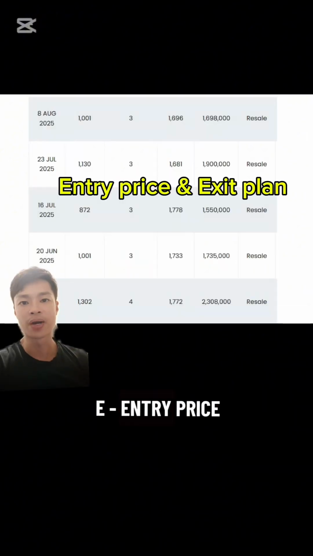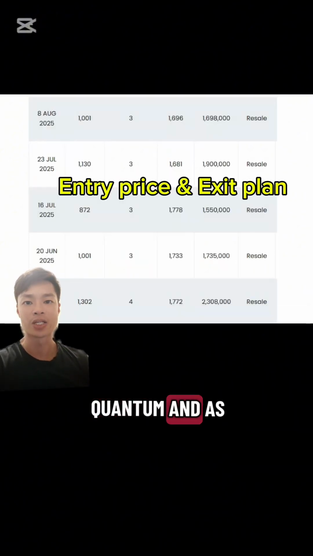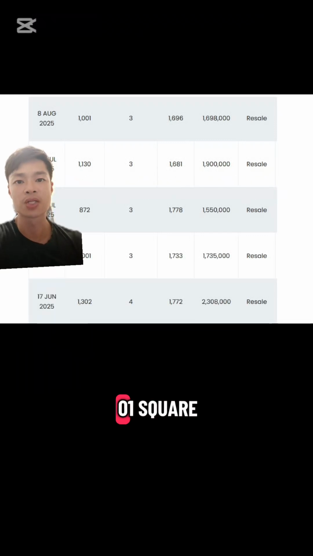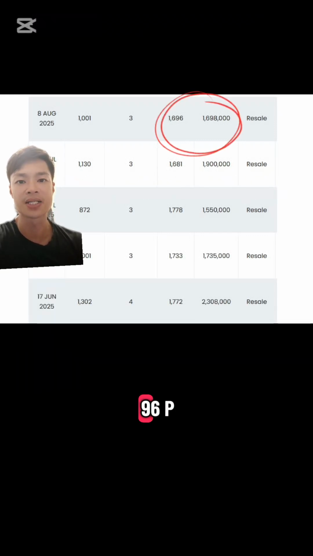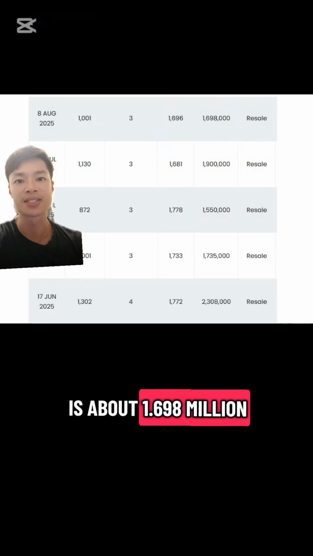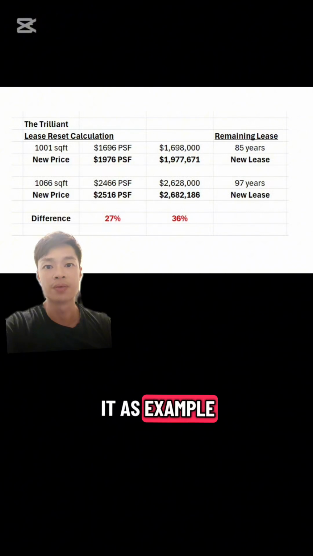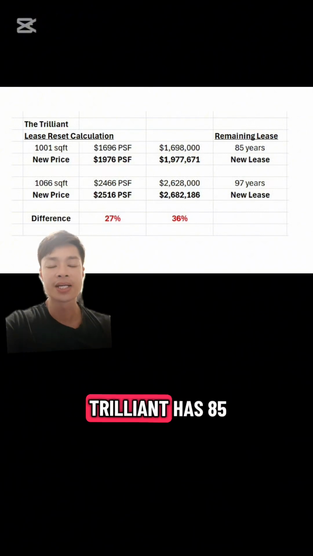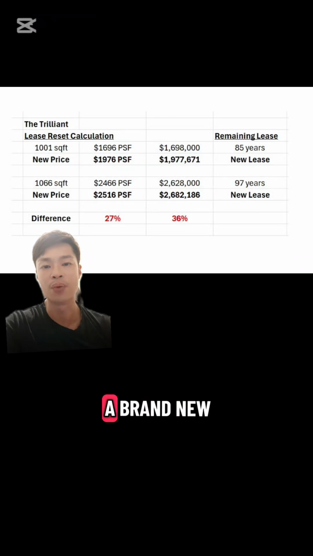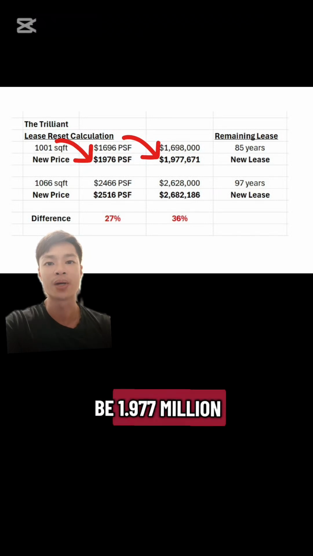Next will be E, entry price. We are going to look at the PSF and quantum, as well as the exit plan. For a mid-floor 1001 square feet, 3-bedder, it will be at 1696 PSF, which is about 1.698 million. We're going to use it as an example for lease reset calculation over here. Trillion has 85 years remaining lease. So if we reset it to a brand new lease, 99 years, you will see that the PSF will be 1976 and the quantum will be 1.977 million.